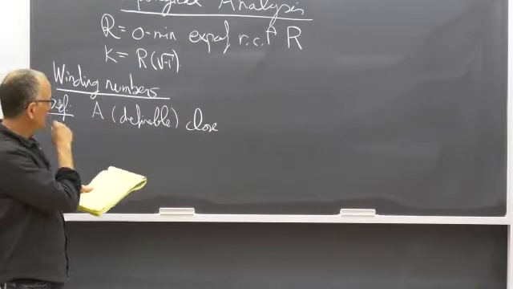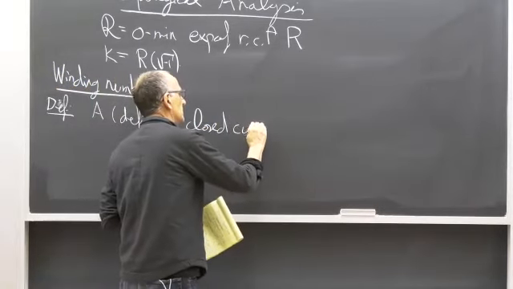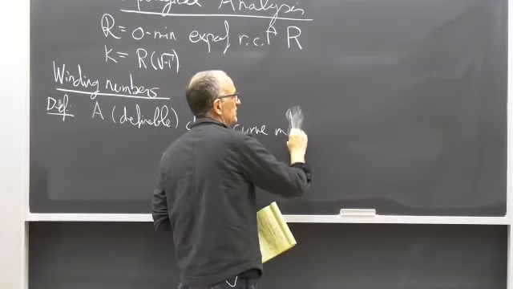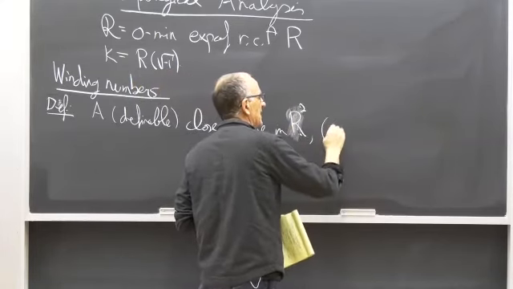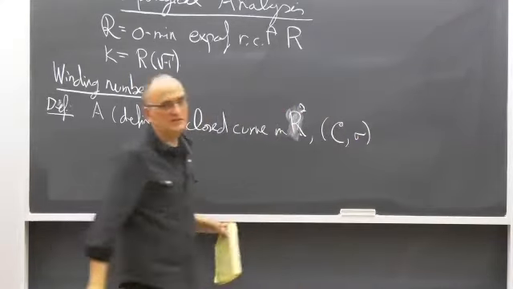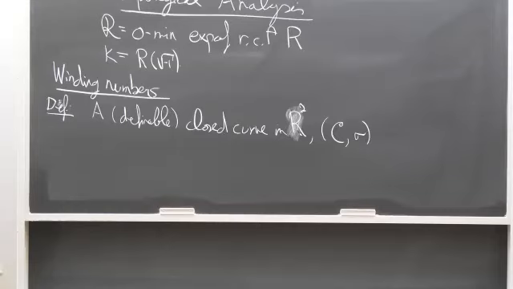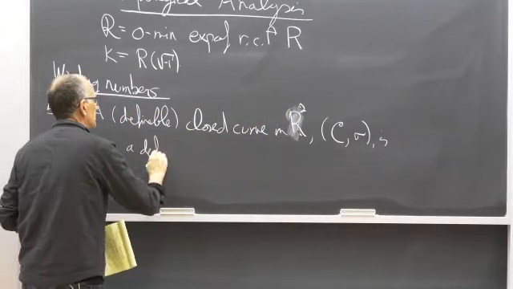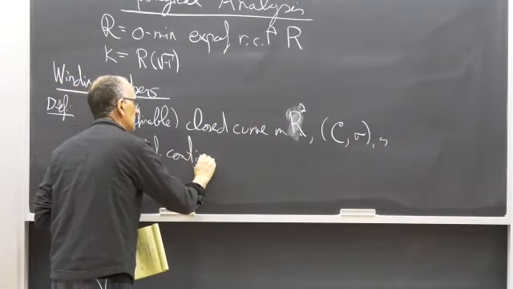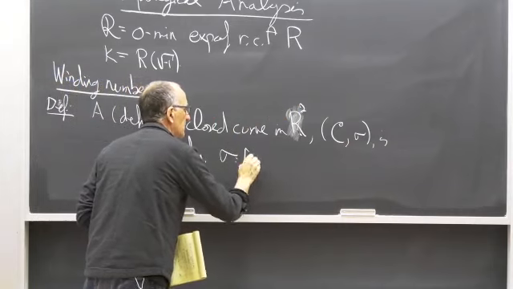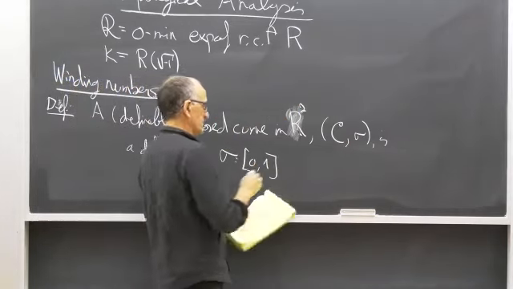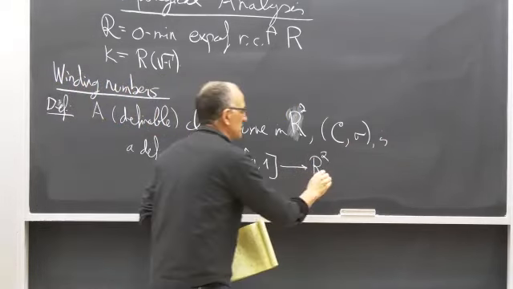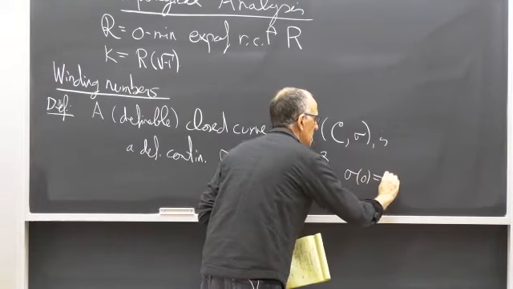So a definable closed curve in K, so it's in R2. Basically, right now in R2, we don't need to think of it as K. And I would sometimes just write the image and sometimes write the parameterization, which is a definable continuous map sigma from [0,1] into R2, such that sigma of 0 equals sigma of 1.